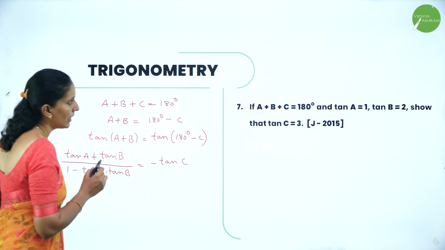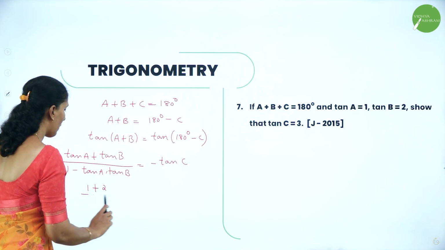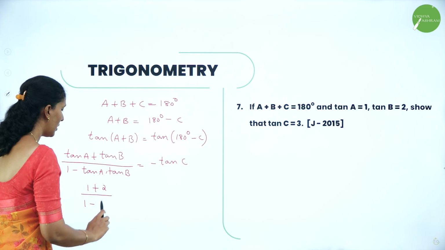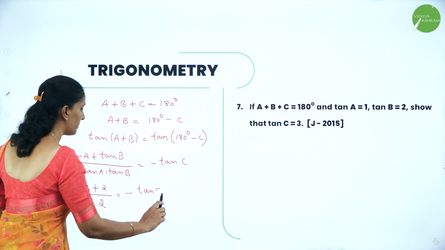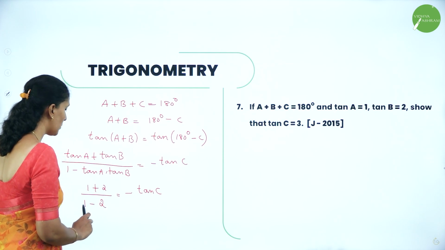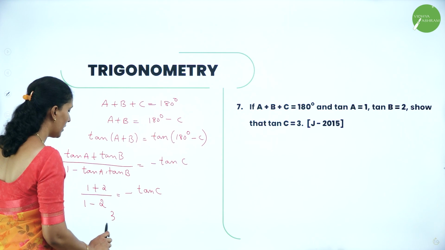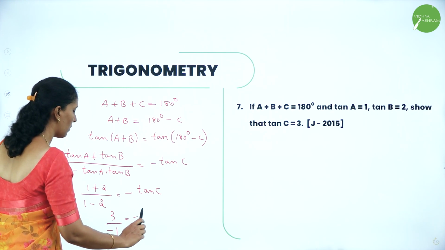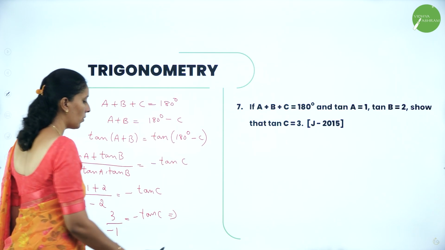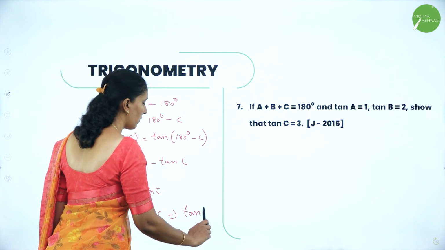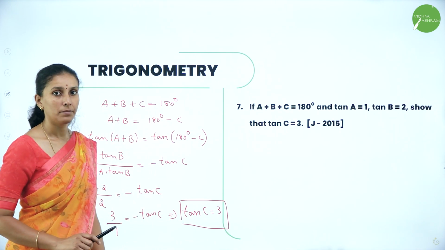Now tan a and tan b value is given, that is 1 plus 2 divided by 1 minus 1 into 2, which is equal to minus tan c we will get here. So now 1 plus 2 divided by 1 minus 2, you will get it as 3 divided by minus 1 is equal to minus tan c. So we have minus on both sides. So therefore removing it, we will get tan c is equal to 3. Hence we have proved it.